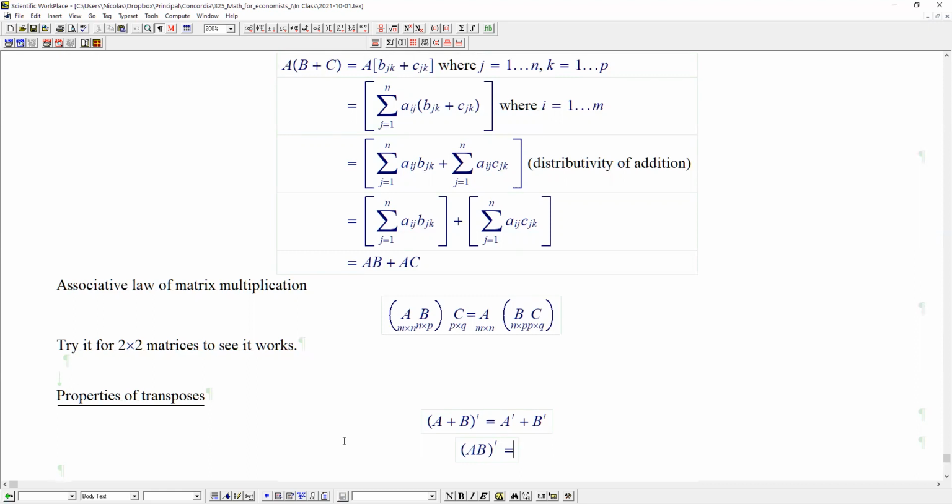Almost. Almost. Combine the two answers. Mr. Jacobi and Sheikh Miri. Yes, B transpose, A transpose.